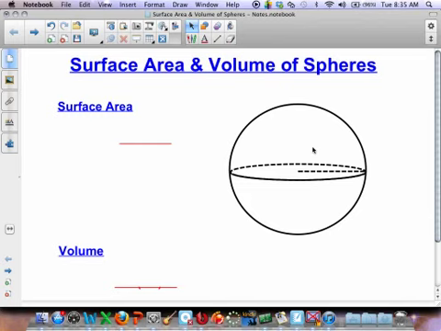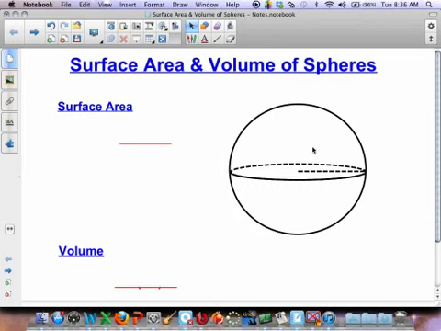All right, before we start off with talking about the formulas, what is the difference between surface area and volume? There we go. So surface area is all the area on the outside of the shape. Volume is the stuff inside the shape. Yeah, that's probably the best way of looking at those two concepts.